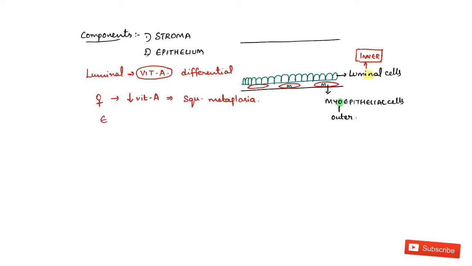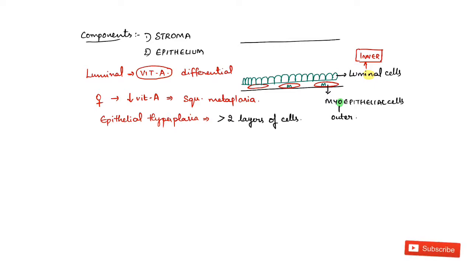And when do we call a condition epithelial hyperplasia? When there are more than two layers of the cells, then that condition is known as epithelial hyperplasia.